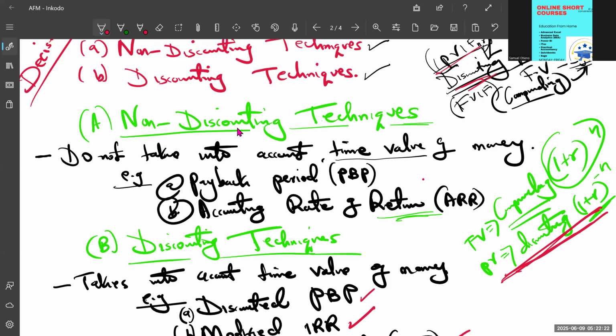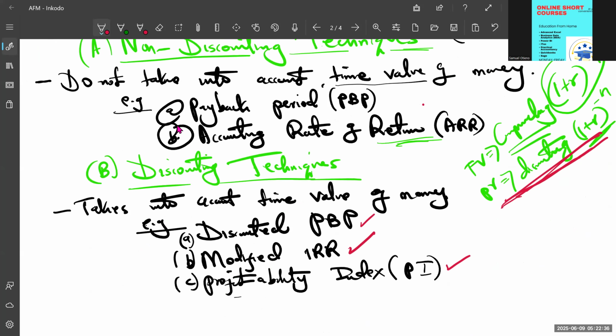But non-discounting techniques do not take care of time value of money. It ignores. But we know as finance analysts that time affects value of money. So we started from the first method of discounting techniques, and that is discounted payback period. And we started doing a computation to help us understand it better.